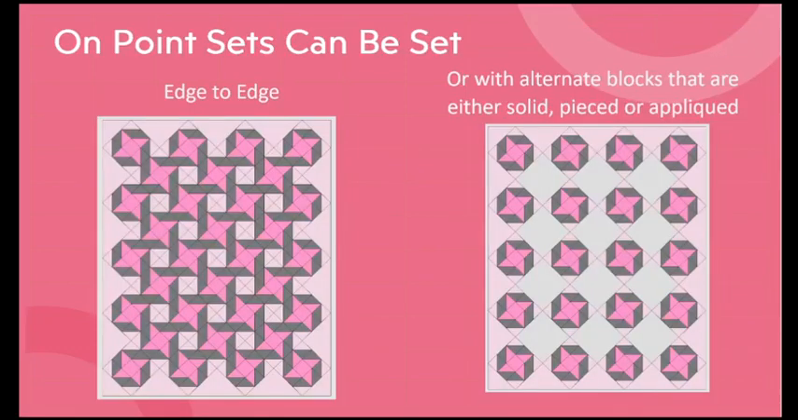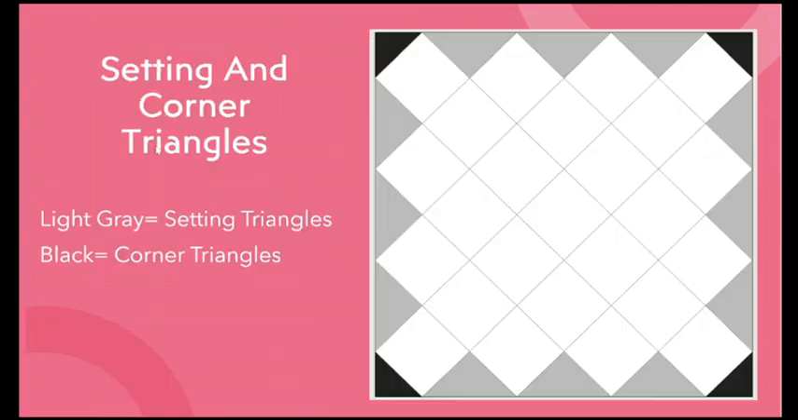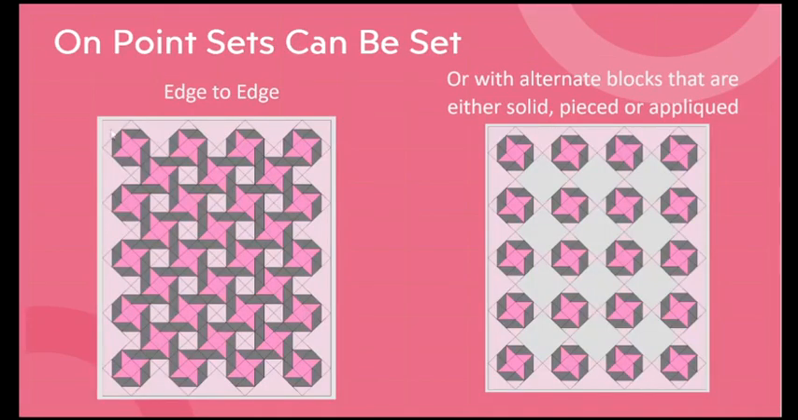On-point sets can also be done edge to edge, meaning that every block that you have is the same and fills in every row. Or you can also lay these out with alternate blocks. So you have solid blocks, which could be pieced, they could be solid, they could be appliqued, or they could be another block of a different pattern. So that is the other way an on-point set can go.